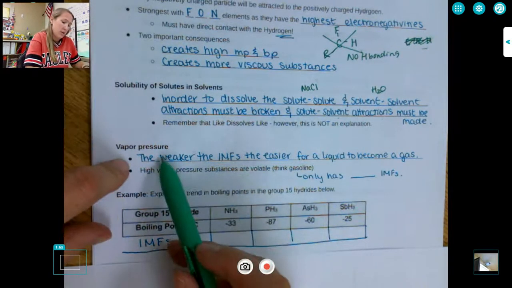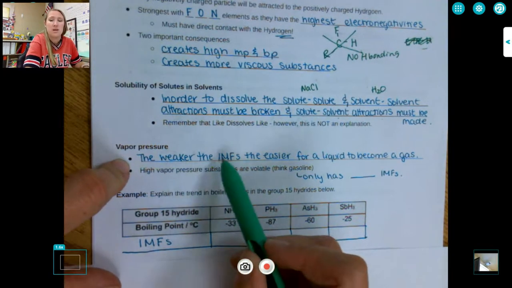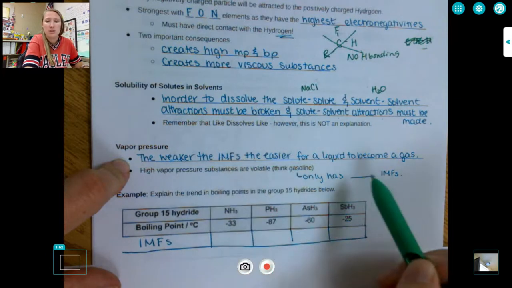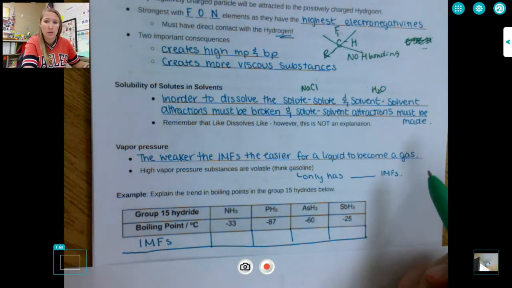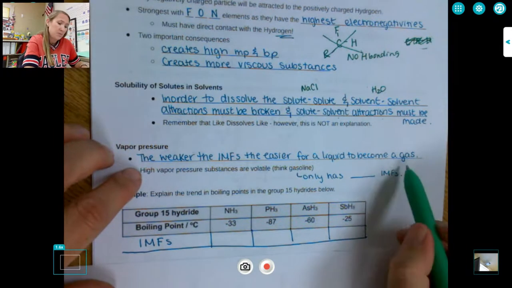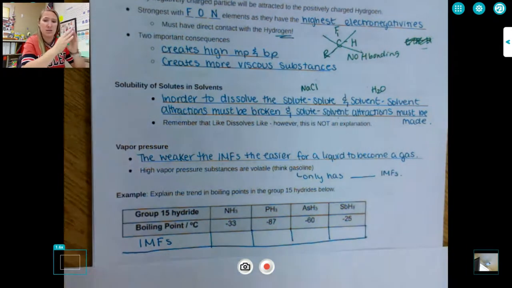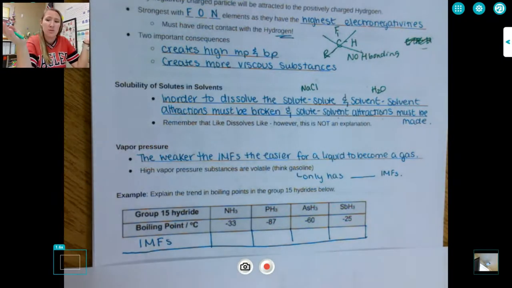Now, vapor pressure has to do with intermolecular forces. The weaker the intermolecular force, the easier for a liquid to become a gas. That makes sense. It has a really low boiling point. So if there's a really low boiling point, it takes less energy to break apart my molecules from one molecule to the next, so it's easier to evaporate.